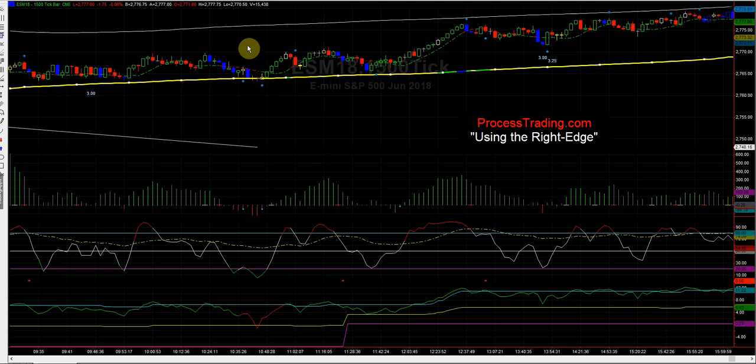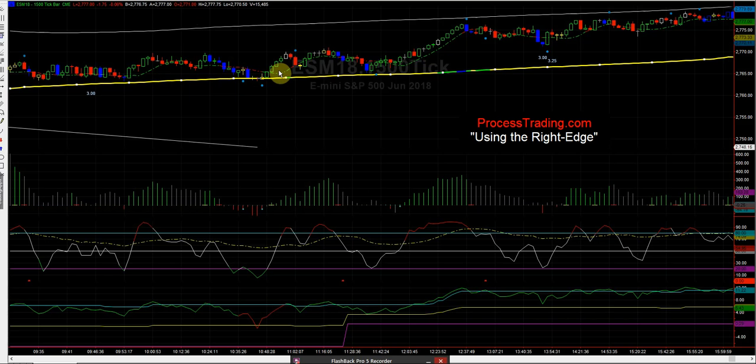Also in the top portion of the screen, you have the contrabands. That's this band here and this band here that are the areas in which you can take a contrarian trade, which should be taken according to the trade management system of processtrading.com. Also in the top half of the screen here, you see a dashed line here. This is a stop exit line for discretionary trades.